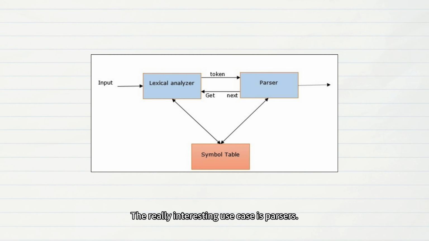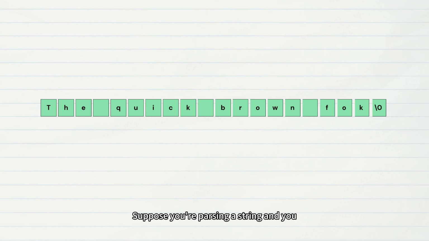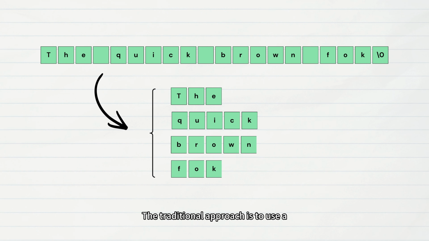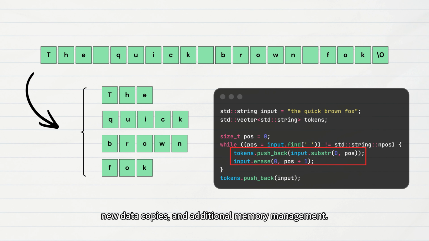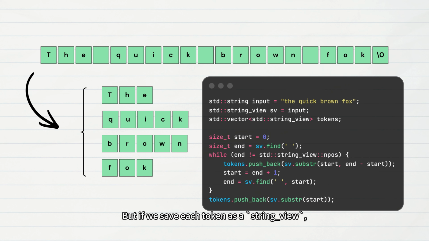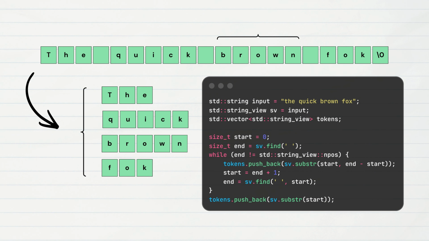The really interesting use case is parsers. Suppose you're parsing a string and you need to split it into several words. The traditional approach is to use a container to store all the substrings. Every time you produce a token, you create a new string object. So on top of the original string, many new strings appear. Each token may involve new objects, new data copies, and additional memory management. But if we save each token as a string view, the situation is completely different. All tokens can point directly to the original string. They are just different windows over the original string. There's no need to copy any characters. This is why string view is perfect for parsers, log processing, and various string slicing operations.